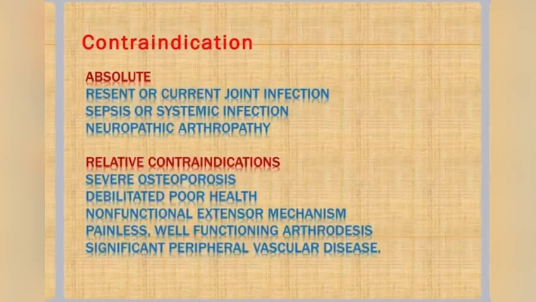Contraindications. Absolute: present and recurrent joint infection, sepsis or systemic infection, neuropathic arthropathy. Relative contraindications: severe osteoporosis, debilitated poor health, non-functional extensor mechanism, painless well-functioning arthrodesis, significant peripheral vascular disease.